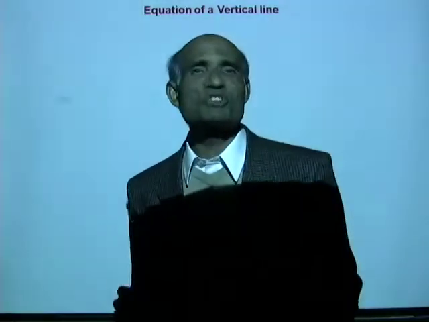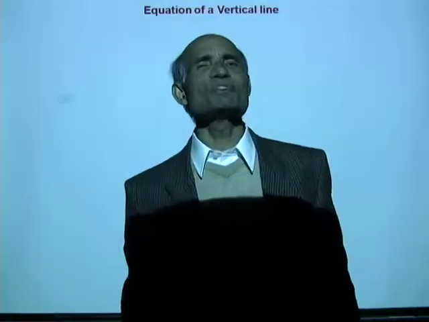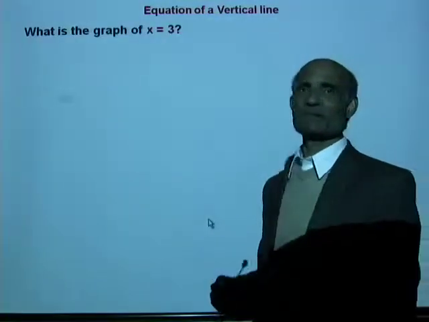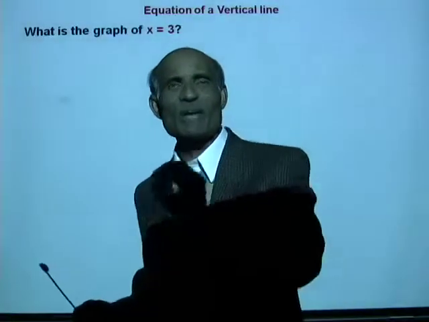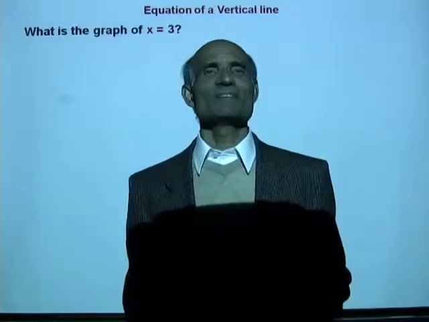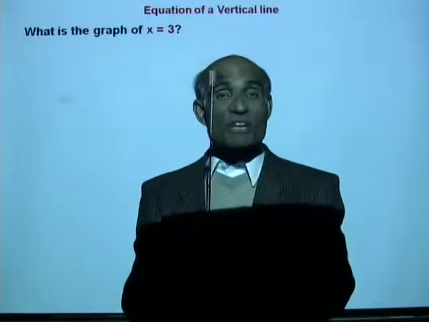How about the equation of a vertical line? How would you write the equation of a vertical line? Well, what is the graph of x equal to 3? X equal to 3. It means it's a line that passes through x equal to 3.